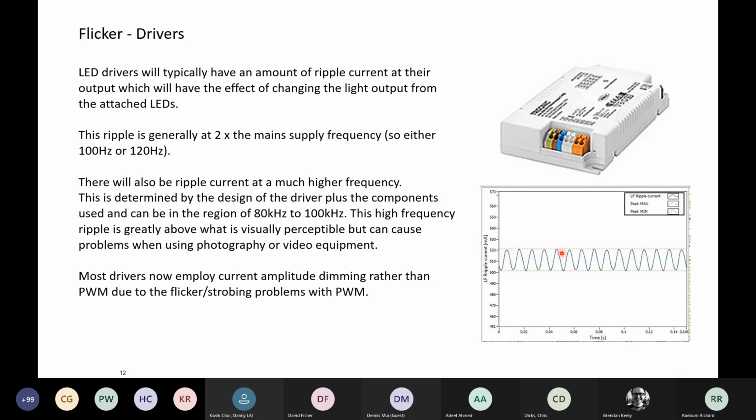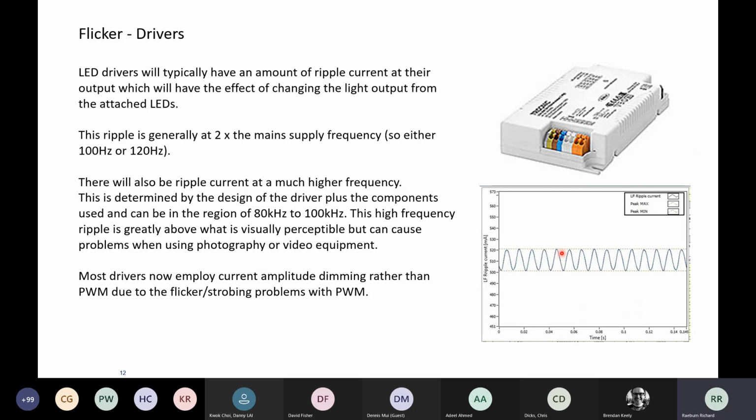There are other higher frequency outputs from drivers that can be in the region of 80 to 100 kilohertz, but of course they're not perceptible at all. Really, again, they only potentially create problems with video and photography equipment.